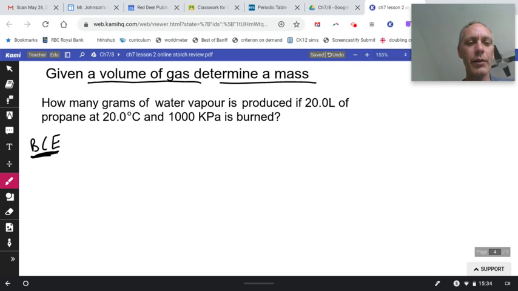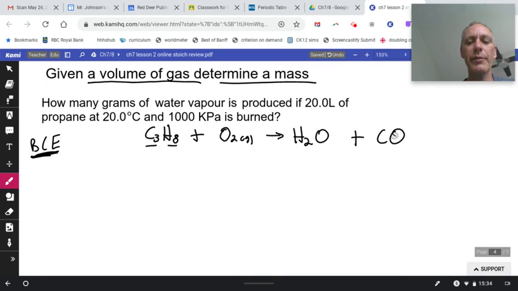Okay, so we are looking for grams of water vapor produced when propane is burned. Propane, probably don't remember that formula, C3H, how many H's? 8. Burned, what does that mean? It's reacting with oxygen gas. And when you burn a hydrocarbon, you get H2O. The hydrogen goes with the oxygen and the carbon goes with the oxygen. This is burning in an open system. It's producing 2 vapors. We just need to balance it.